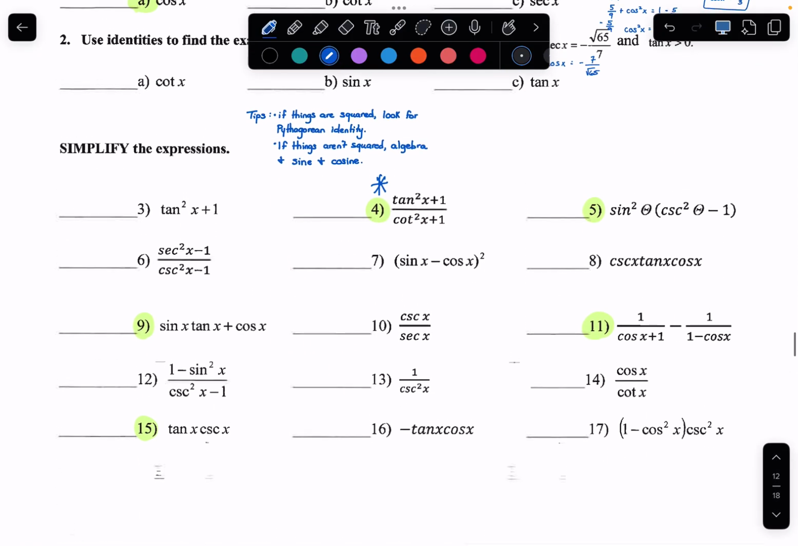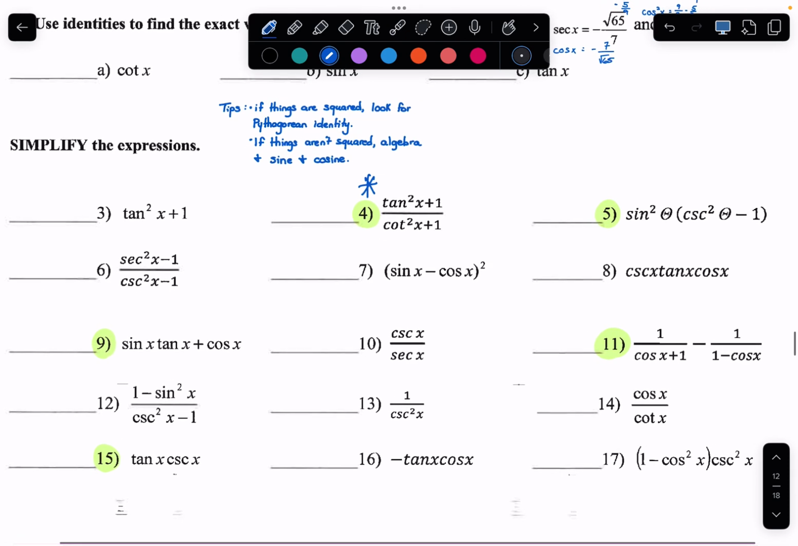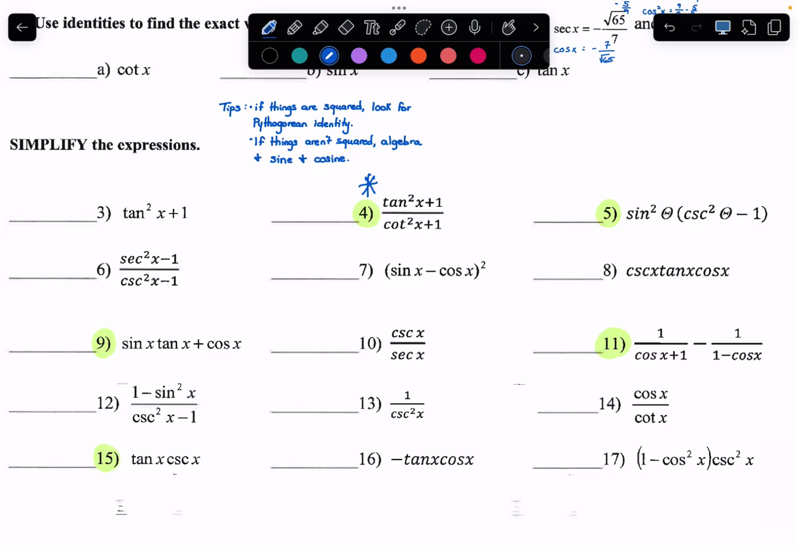Okay, your simplify ones, just some tips. I've already gone over these. If things are squared, look for a Pythagorean identity, okay? If they are not squared, you cannot use Pythagorean identity. On your test, there's going to be something that says sine plus cosine, and somebody's going to write 1. But that doesn't equal 1, does it? It has to be squared. If things aren't squared, you're probably going to use some algebra.